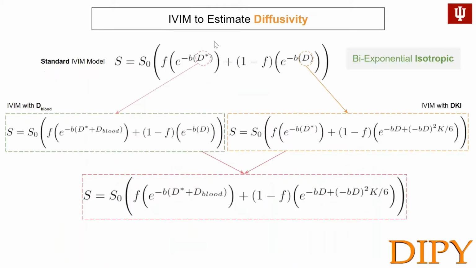So IVIM, like I mentioned in the previous slide, is modeled as a bi-exponential. By bi-exponential, I mean that you model one compartment for diffusion and one compartment for perfusion, and they are a convex combination. So whatever does not contribute towards diffusion would contribute towards the perfusion process. And in the exponential, you have the b-value, and this is the S0.